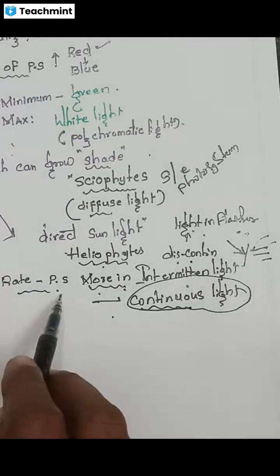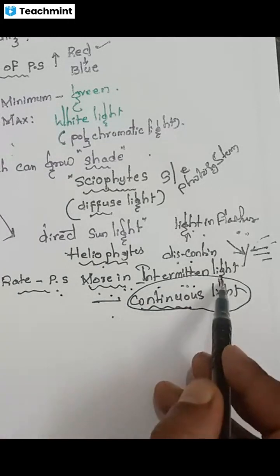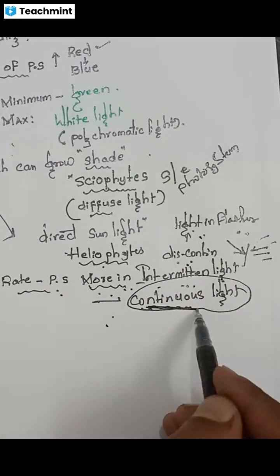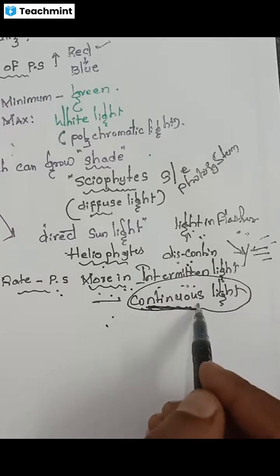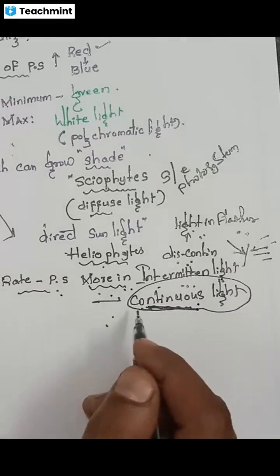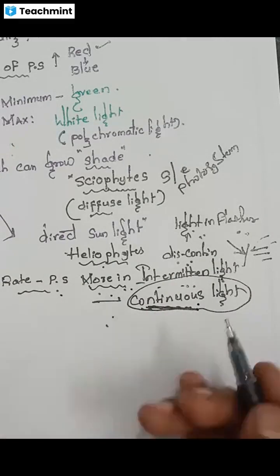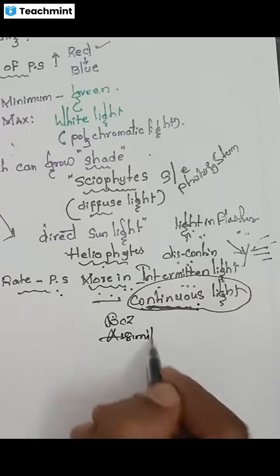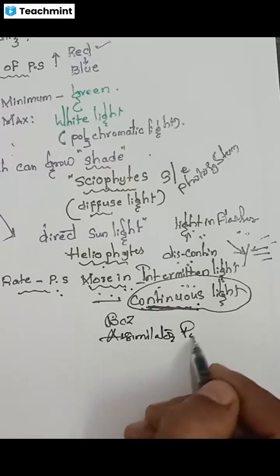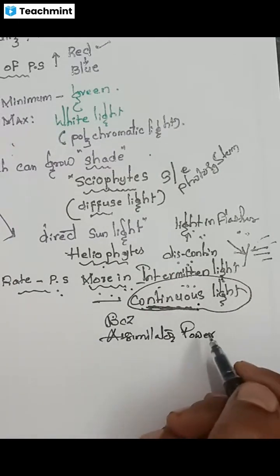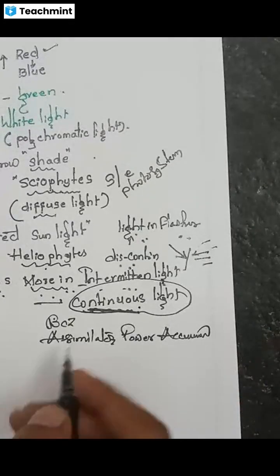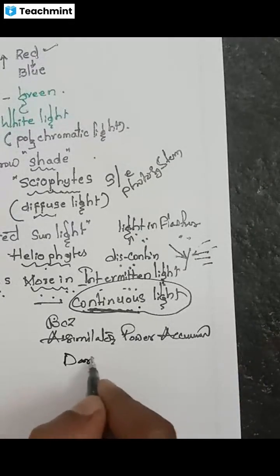The rate of photosynthesis is more in intermittent light or discontinued light or light in flashes than in continuous light, because of the assimilatory power accumulated. Because the assimilatory power accumulated is not used in the dark reaction.